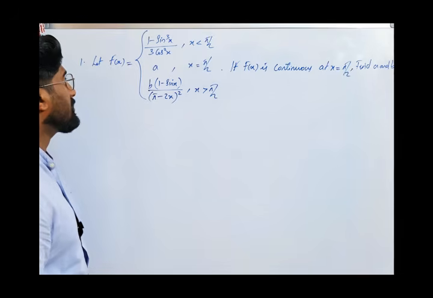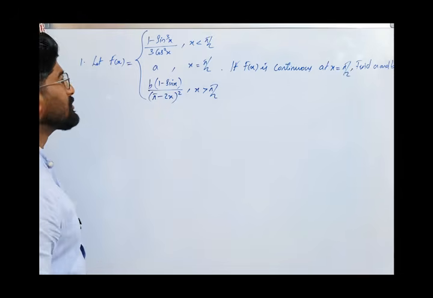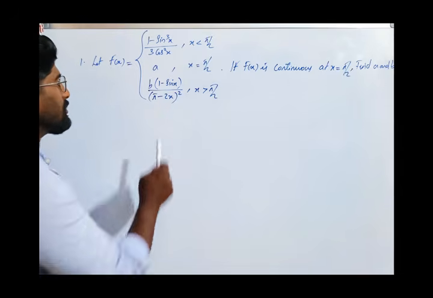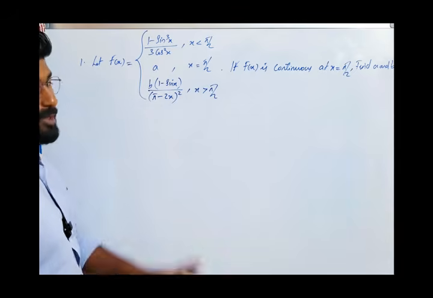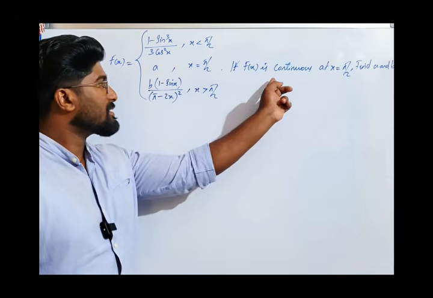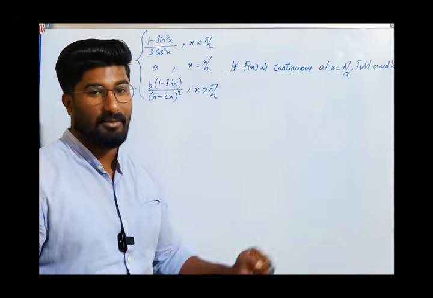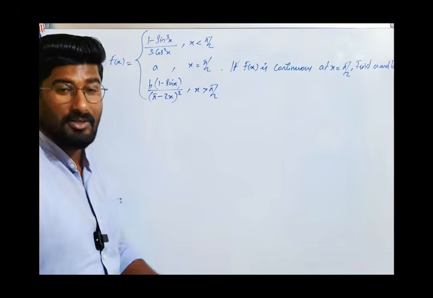Now let's have a look at the first question. (1 minus sin cube x) divided by (3 cos square x) when x is less than pi by 2; a when x is equal to pi by 2; b into (1 minus sin x) divided by (pi minus 2x) the whole square when x is greater than pi by 2. If f of x is continuous at x equal to pi by 2, find the values of a and b. So how can we solve this problem?